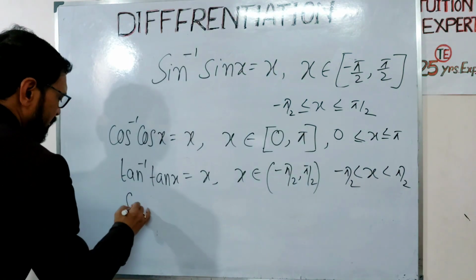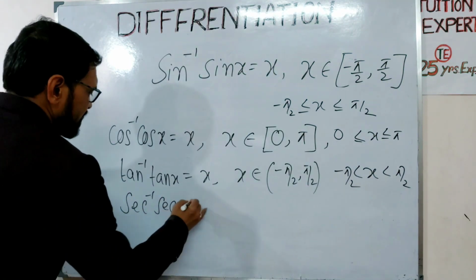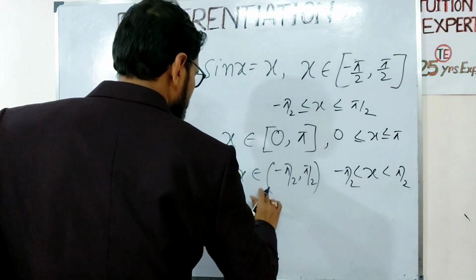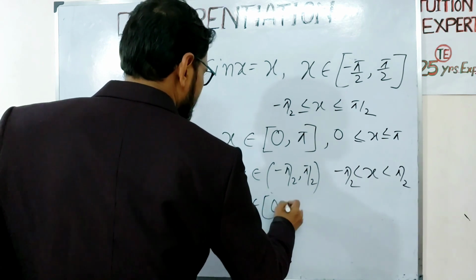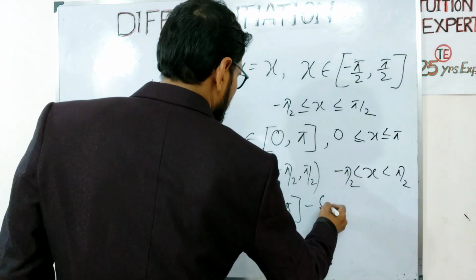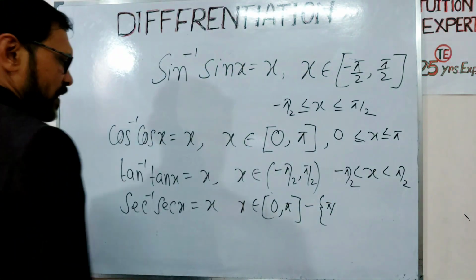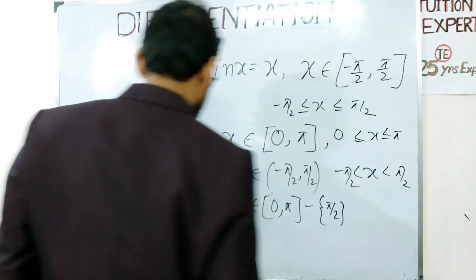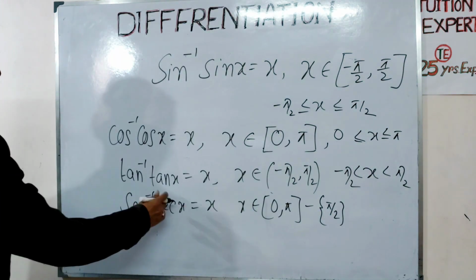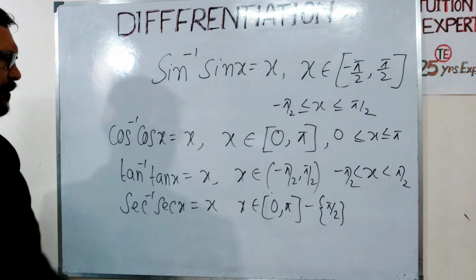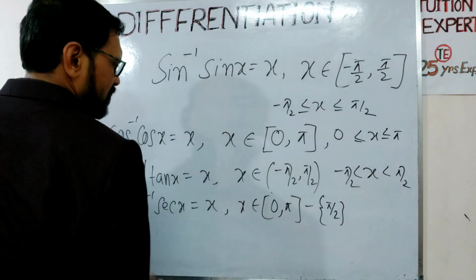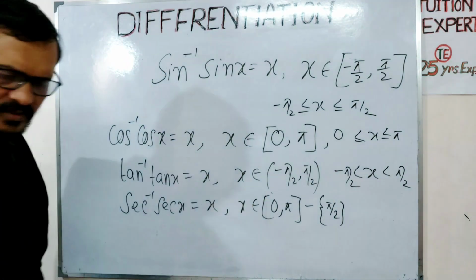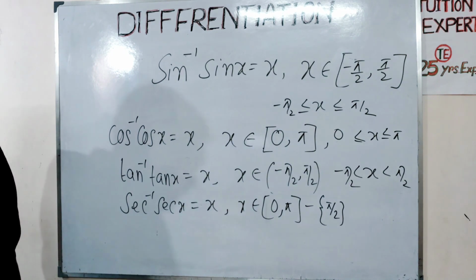sec inverse sec x equals x if x lies between 0 to pi, except pi by 2, because sec x equals 1 by cos x. So 1 by cos pi by 2, that is 1 by 0, is undefined. So sec inverse sec x equals x when x belongs to this interval except pi by 2. At pi by 2 it is not defined.